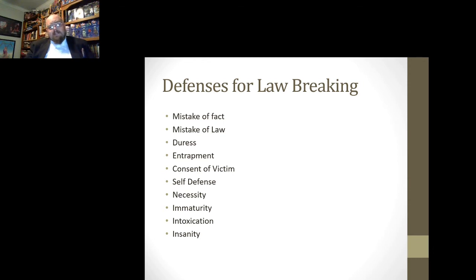The next is intoxication. Very important to note that voluntary intoxication is not a defense for a crime. If you get too turned up, that is your own fault. Okay, so voluntary intoxication is not a defense for a crime in any circumstance. Involuntary intoxication is a defense for a crime, and what that is, is if you are drugged without consent or without knowledge.